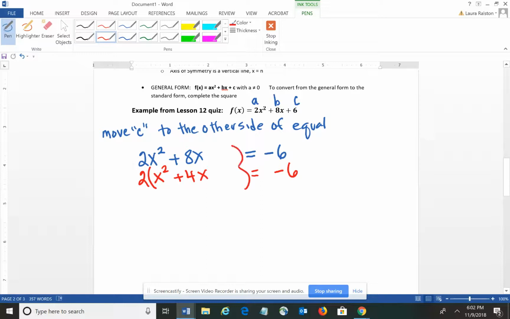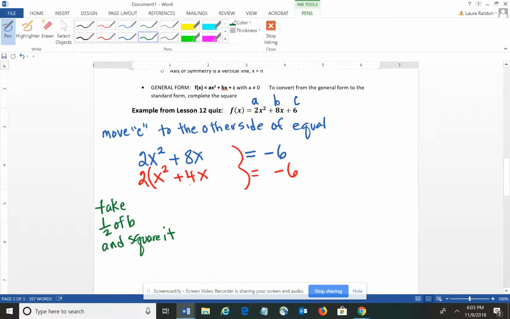Now, what I'm trying to do is basically force the expression inside the parentheses on the left side to be a perfect square. Once I've got it set up in this manner, we're going to take half of b and square it.